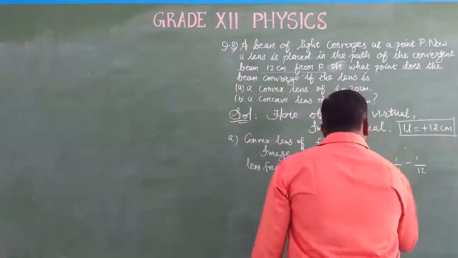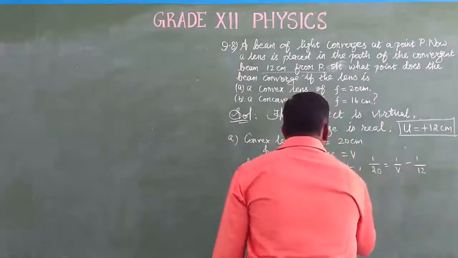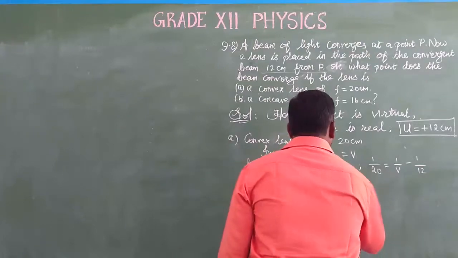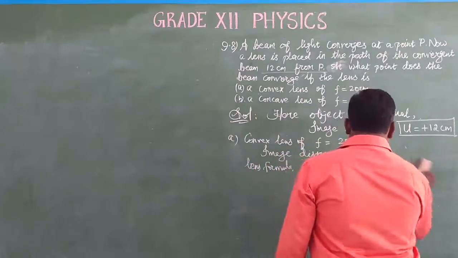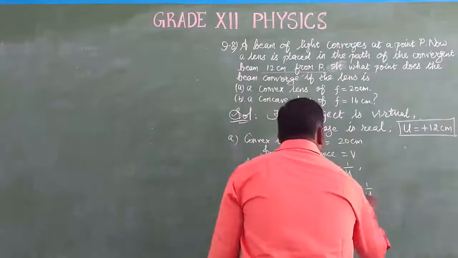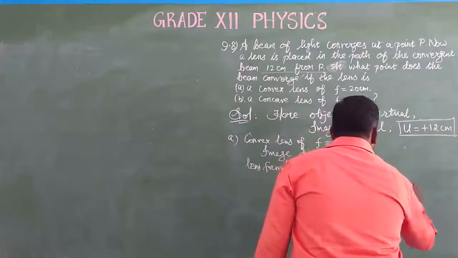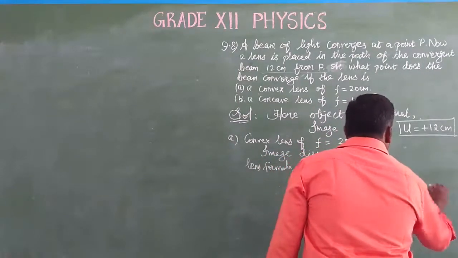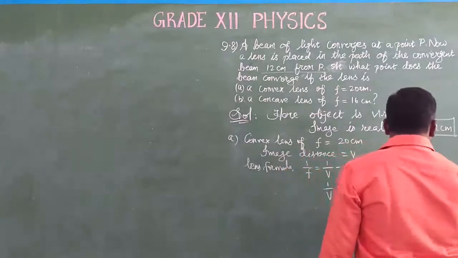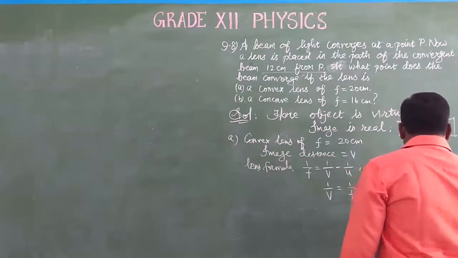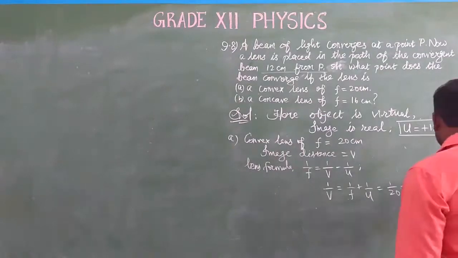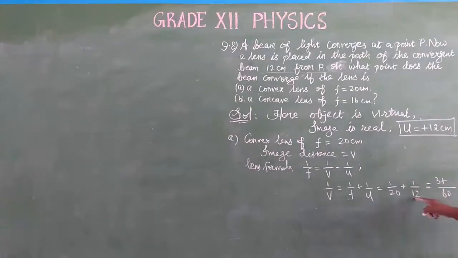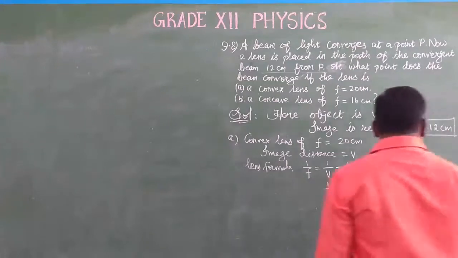Then we want only the v, no? So 1 by v is equal to 1 by f plus 1 by u. Yes, this is the formula. In this formula, you substitute the values. 1 by 20 plus 1 by 12 is equal to, take LCM. For 20 and 12, the LCM is 60. How many 20s are 60? It is 3. And how many 12s are 60? It is 5. So 3 plus 5 is equal to 8 by 60.